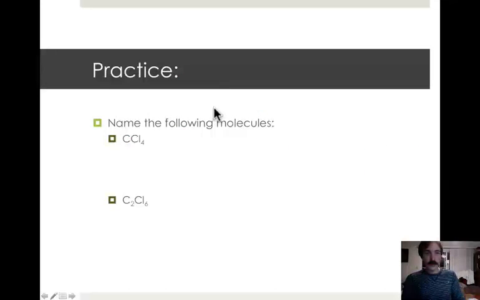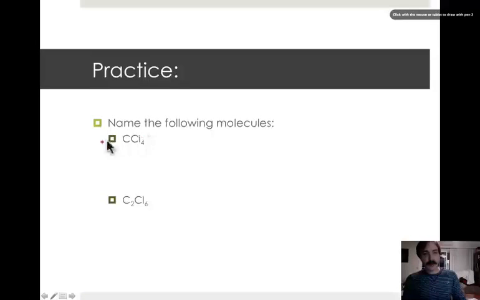So let's do a little bit of practice and then we are done. I want you to name this on your own and then I'll give you the answer. Pause the video, name the carbon compound here. If you can, go on and name this one as well, and then start the video and see if you got it right.